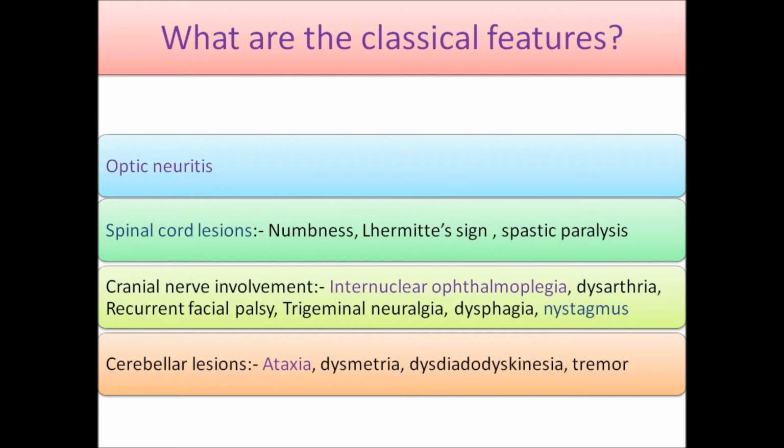Also, cerebellar lesions. We said it involves the cerebellum. This presents as ataxia, dysmetria, dyskinesia, which is the alteration of the rapid alternating movements, and the tremor, which is known as Holmes tremor.